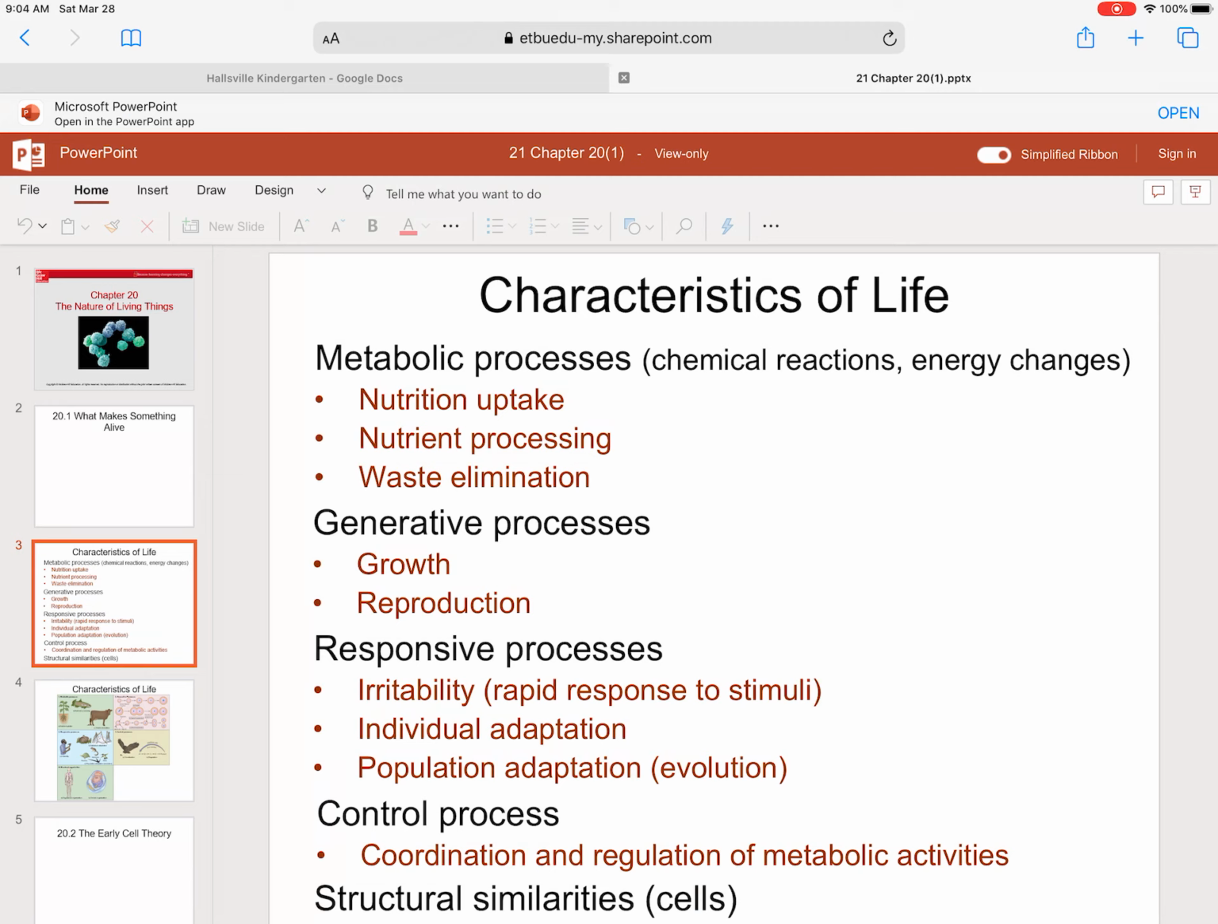Generative processes. This is growth and reproduction. Responsive processes, irritability, which is not being cranky, but it's your rapid response to stimuli, so touching a hot stove and very quickly removing your hand from the hot stove. Individual adaptation, so if you move to a colder climate, you eventually become adapted to the colder climate. It just takes time, so that's individual adaptation.